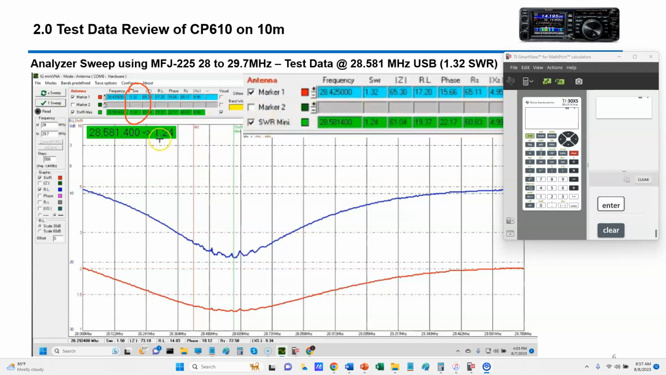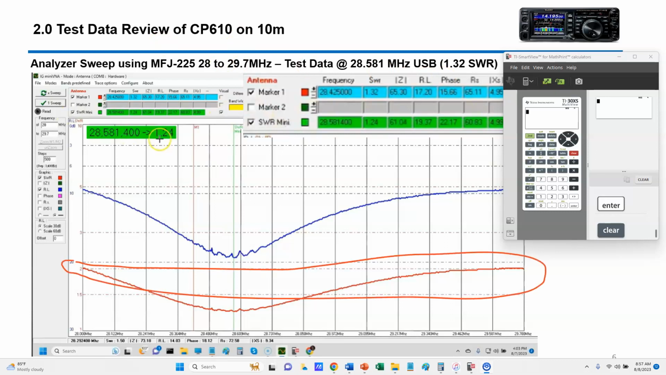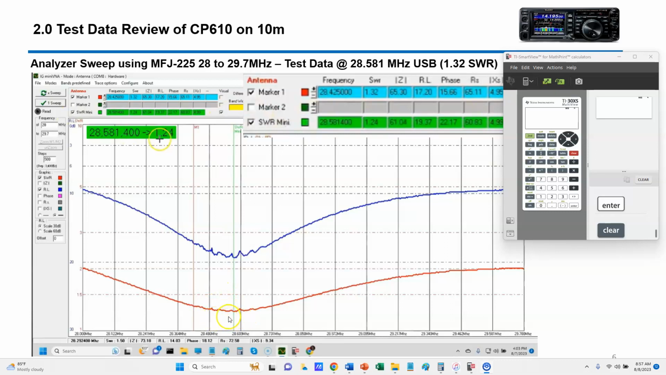The other piece of the puzzle is the return loss. This software gives us return loss, but what does that mean? I'll go into that. Real quick, I ran a sweep here, and what this is telling me is that all of this area is less than 2 on the SWR, and it's usable, but right down in here, around 28.6, 28.4, is where I have a really good resonance. So it's fully usable on 10 meter.